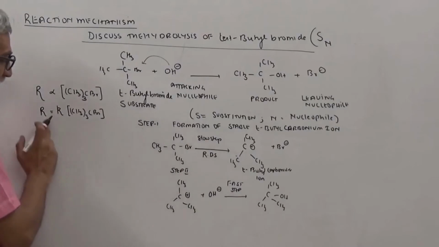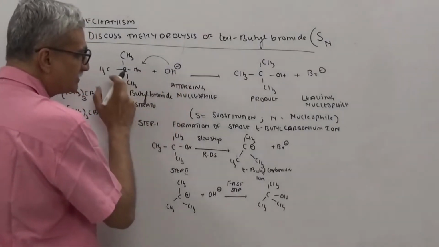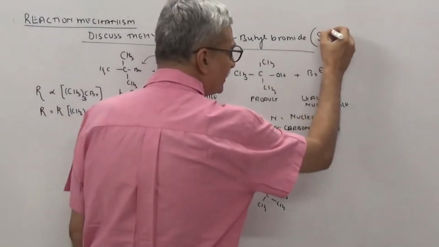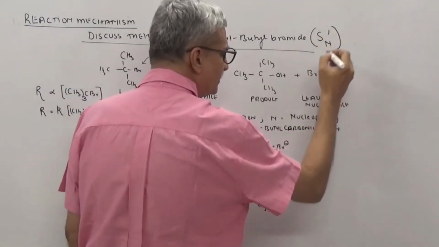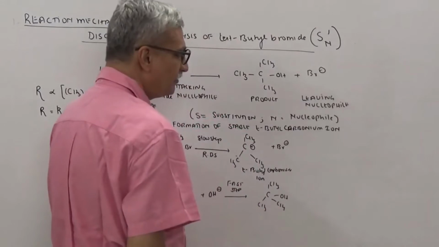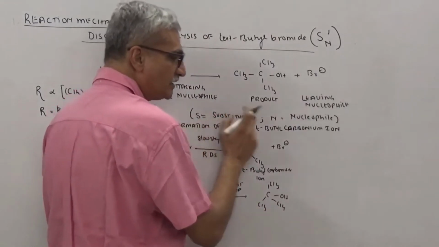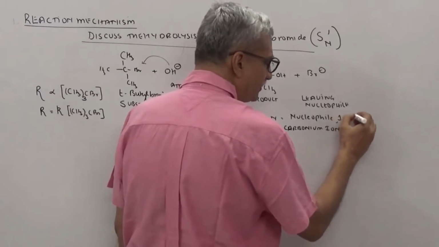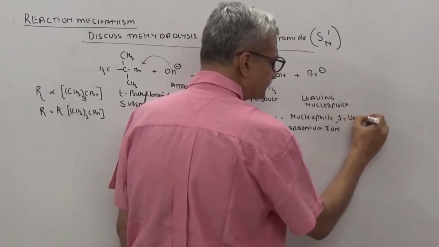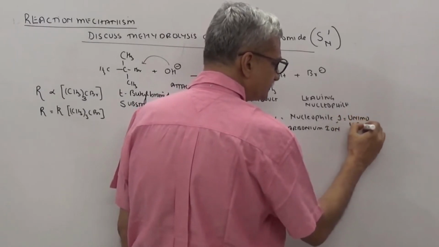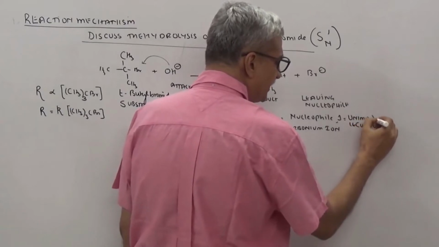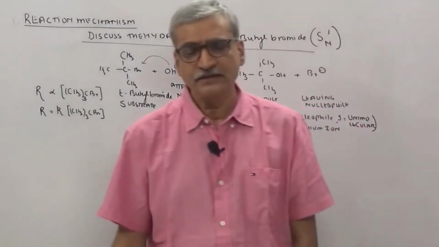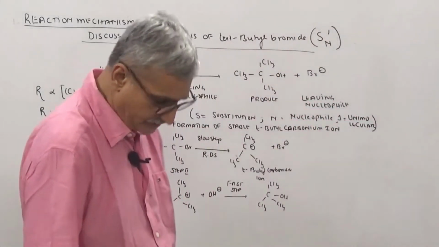Now here you can see you had 2 reactants, but rate is only proportional to one of them. So we write over here substitution nucleophilic unimolecular. So S stands for substitution, N for nucleophilic, and 1 for unimolecular. These 3 terms you have to write, and there is half a mark for that. Substitution, nucleophilic, unimolecular. Is this point clear?